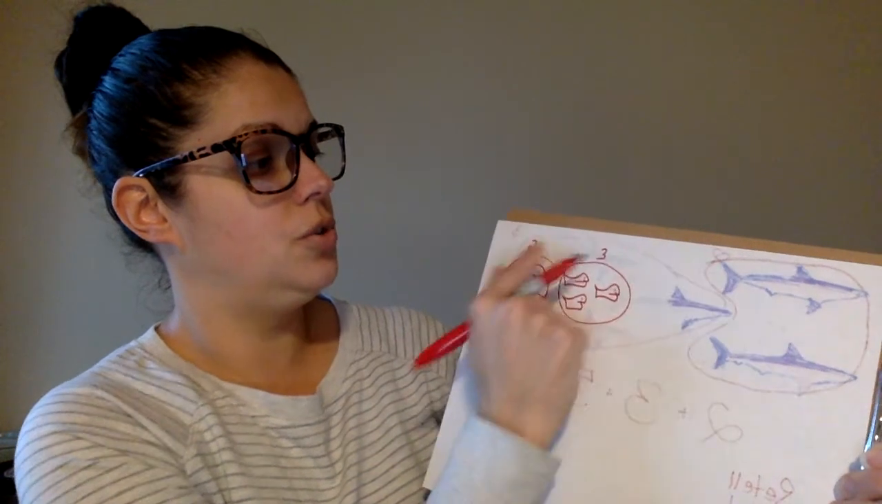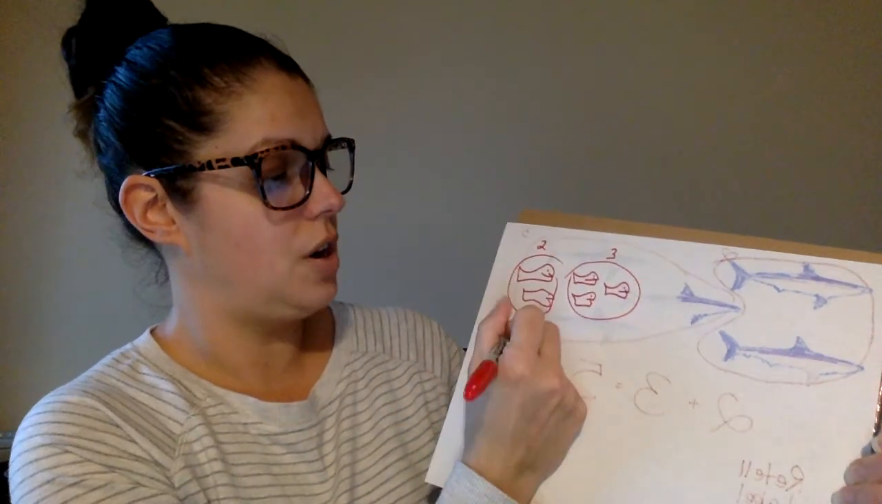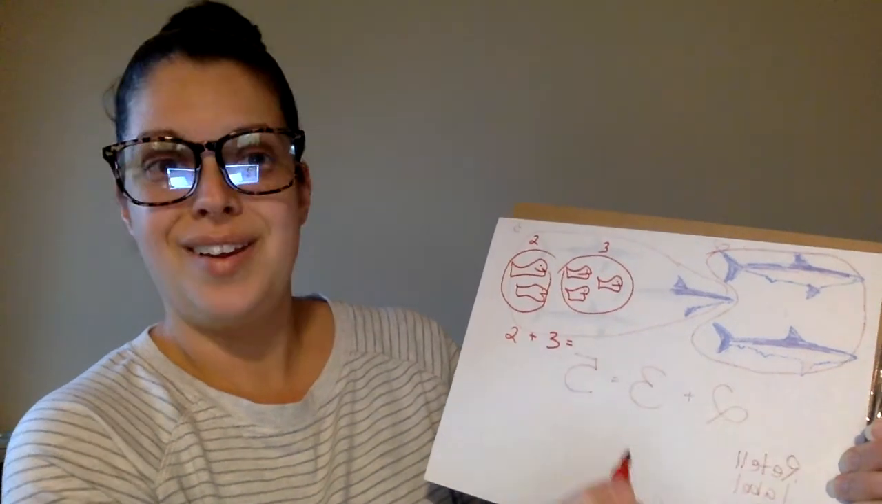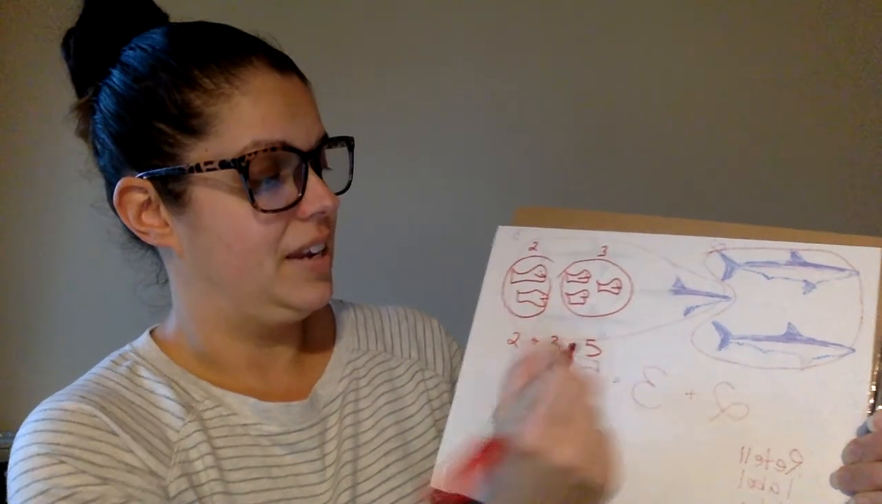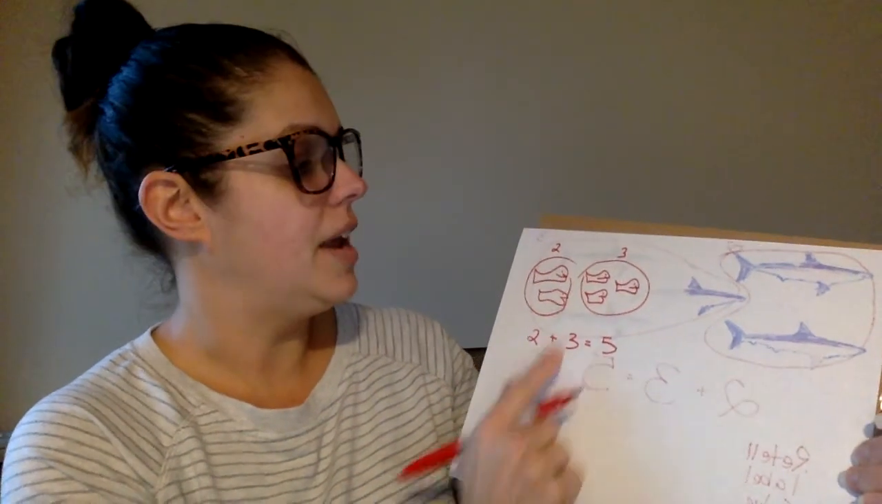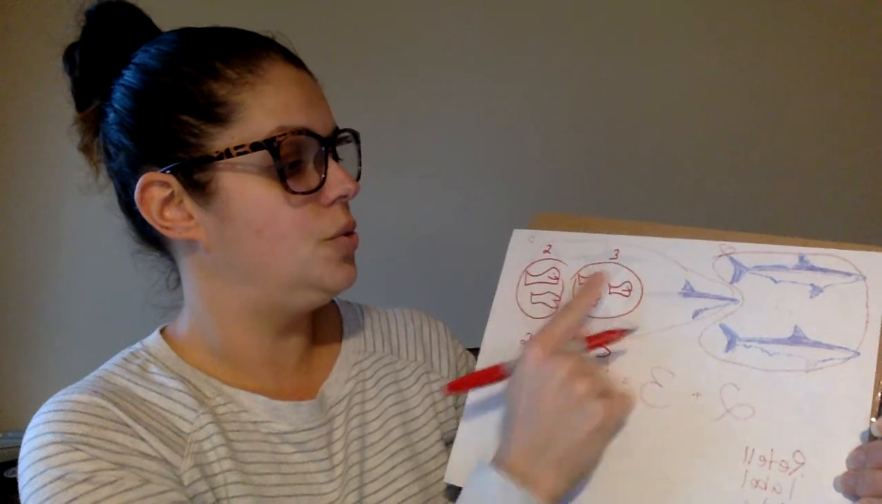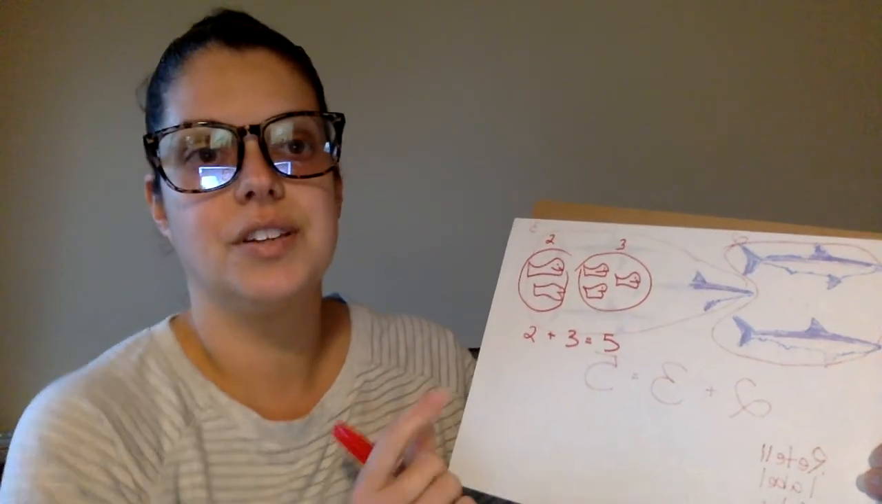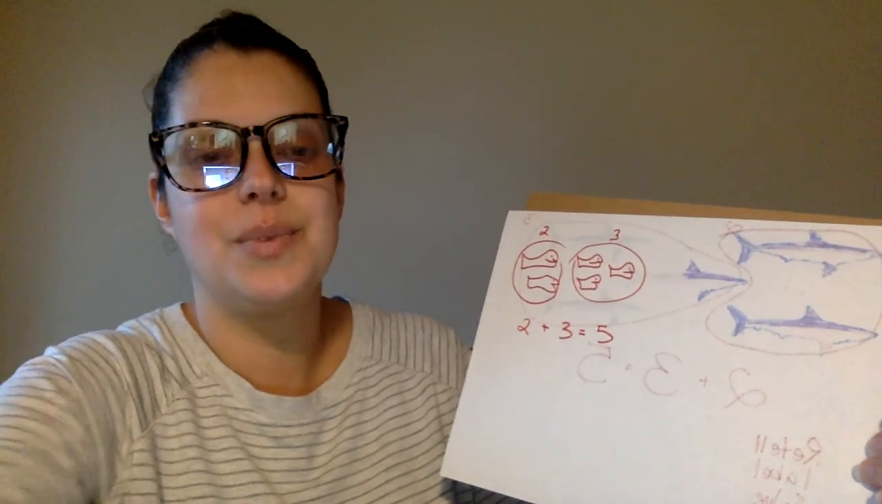First, I saw 2 sharks. Then I saw 3 sharks. And I know 2 and 3 is 5. I'm going to solve it and then I'm going to explain. I counted on 2, 3, 4, 5. You're going to explain how you solved this problem. I can't wait to see what you guys come up with.